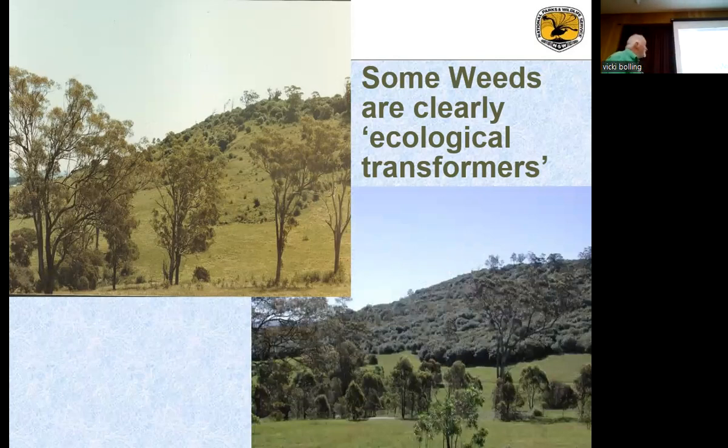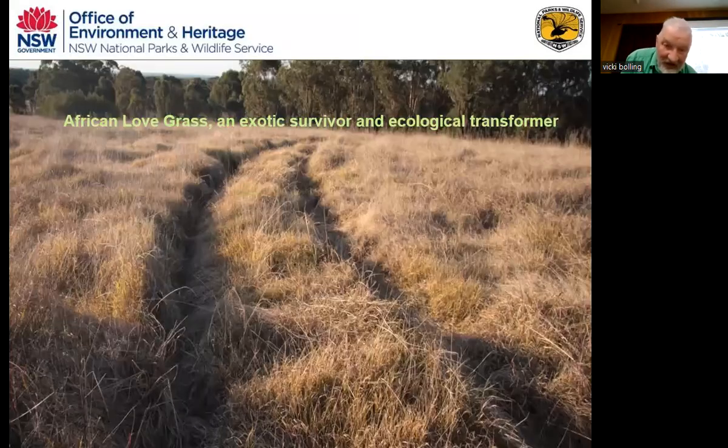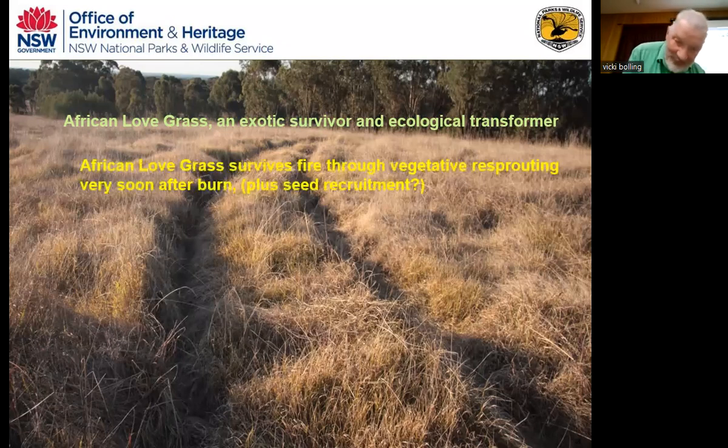That's Mount Annan. And that's the olives. So they just transform the landscape, and they're changing the soil, they're changing the litter layer, they're changing the flammability. Okay, and African lovegrass is also an ecological transformer.